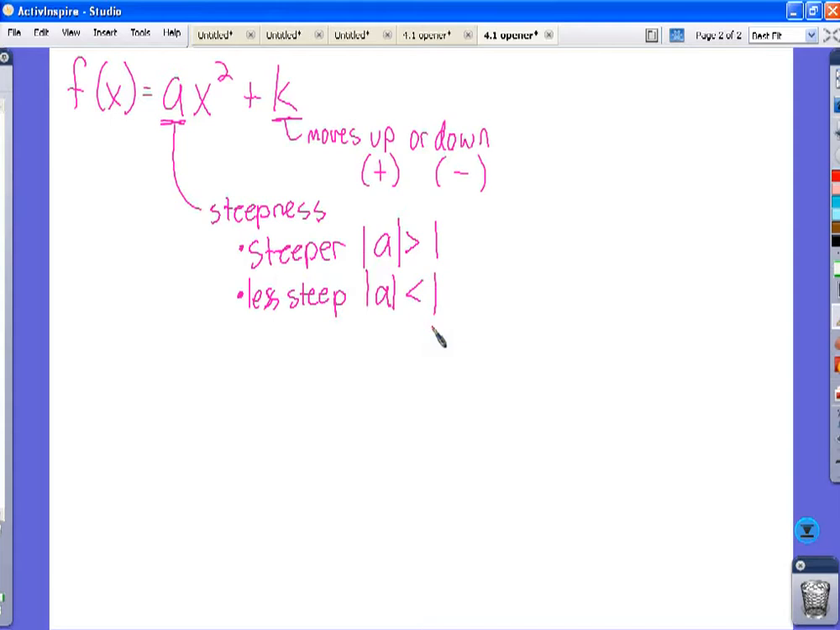Its absolute value is less than 1. It's a fraction. 1/2, negative 1/4, 2/3, negative 7/9. All of these numbers have an absolute value less than 1. Because everything that comes out of x squared, you would multiply it by this number that's less than 1, and so it would make it less than what it was worth before.